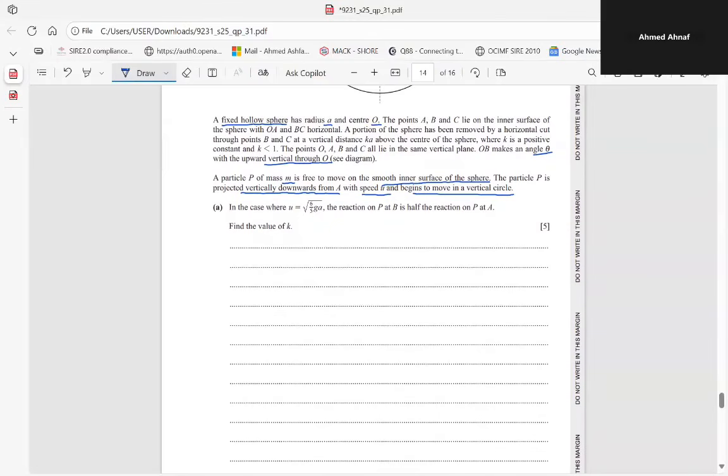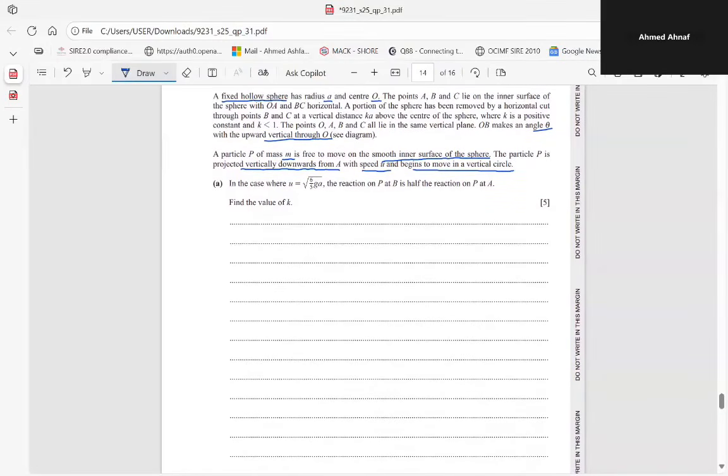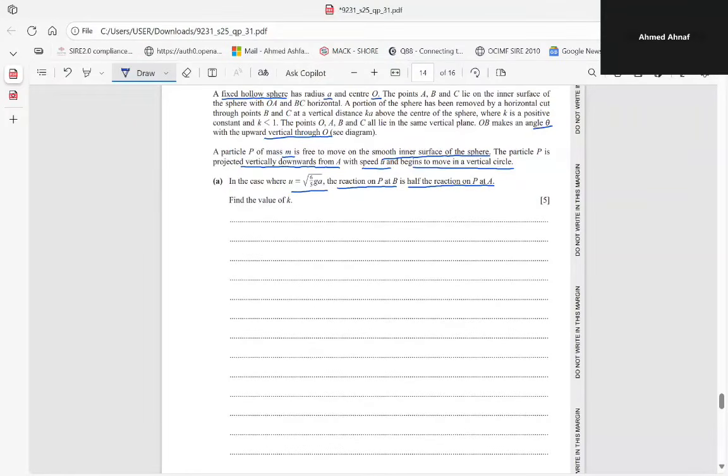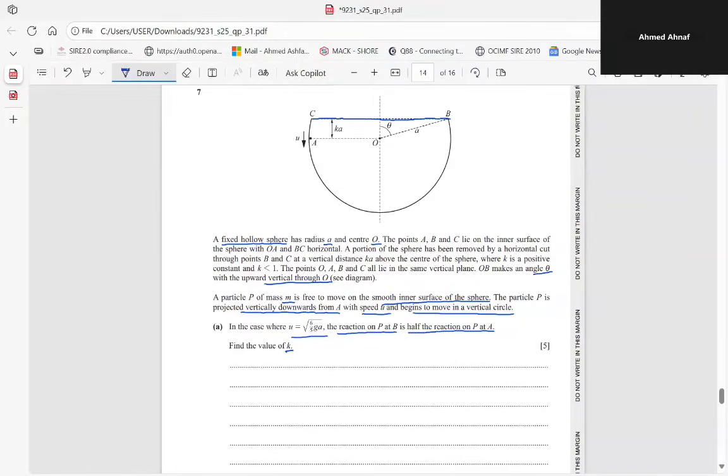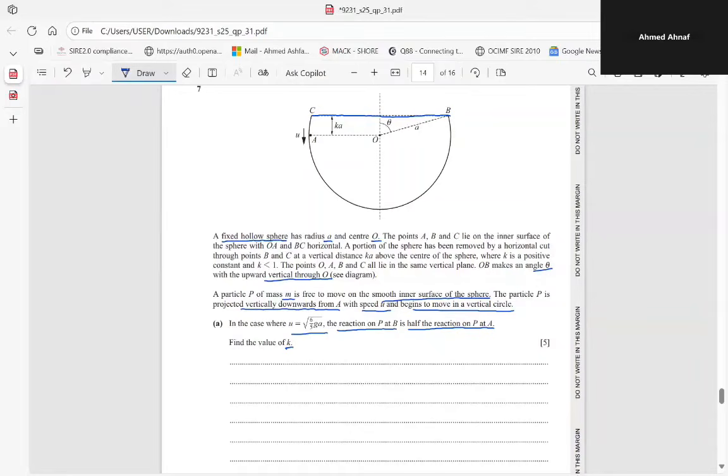Okay, so for the first part, we're supposed to consider the case where u equals √(6/5 ga). The reaction on P at B is half the reaction on P at A. So we have to find the value of k. First of all, let's consider the energy at each of these positions. We're going to use our conservation of energy law and equate the total energy at these places.